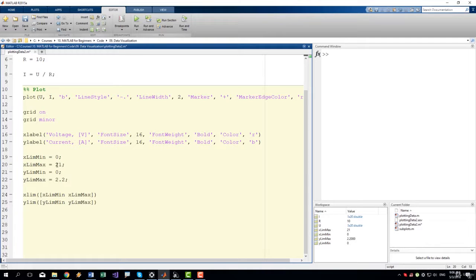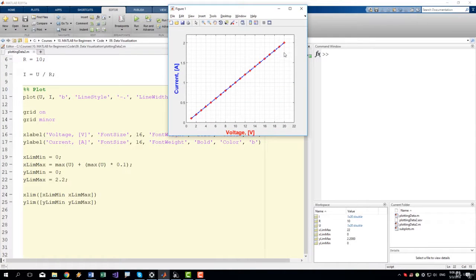We can say take the maximum value of our voltage, so u, and increase our x limit by 10%. So we are going to add 10% of our maximum value to the limit. So maximum plus max of u times 0.1. So when we multiply max of u by 0.1, we will get 10% of that. Let's run it, and we get an x limit of 22.